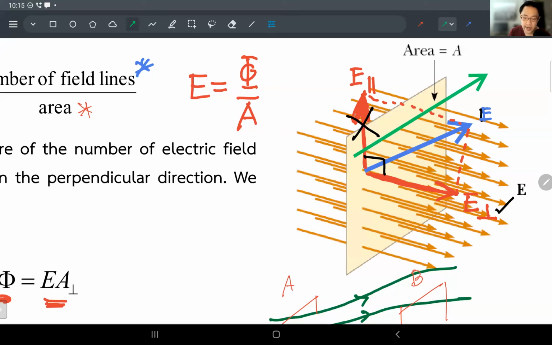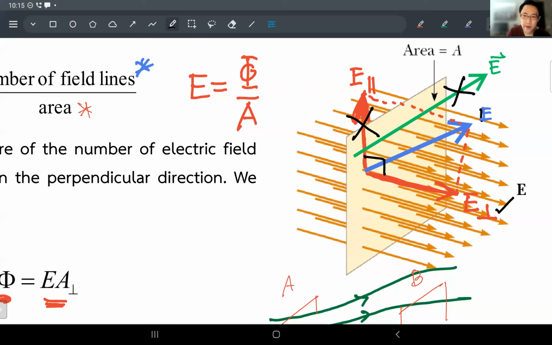If you have another electric field that just passes by, it doesn't penetrate, it just glances across the surface area, no going through. So this whole thing will give you nothing. There will be no flux due to this green electric field line. Does that make sense? Okay. Quiet means yes.